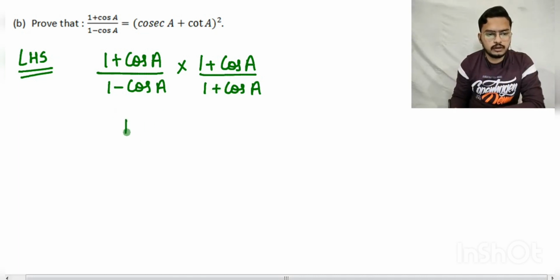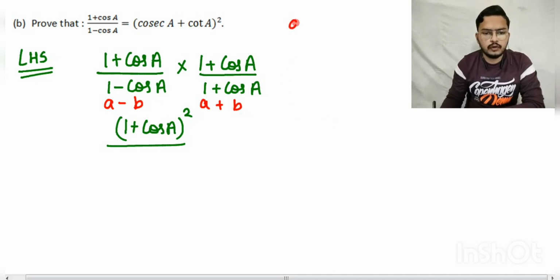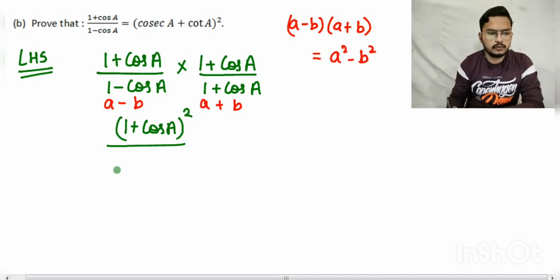So this numerator will become 1 plus cos A whole square upon, that is A minus B and A plus B. This is actually what? A minus B, and that is A plus B. And you all know the formula for A minus B multiplied by A plus B, that is equal to what? A square minus B square. So by this particular formula, this is going to be 1 square minus cos A whole square, right?